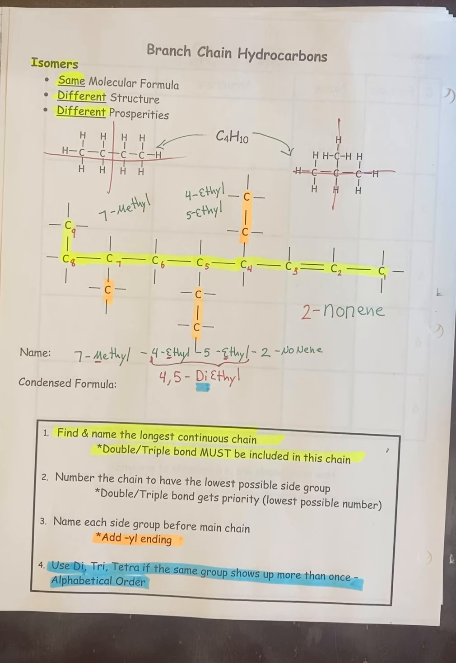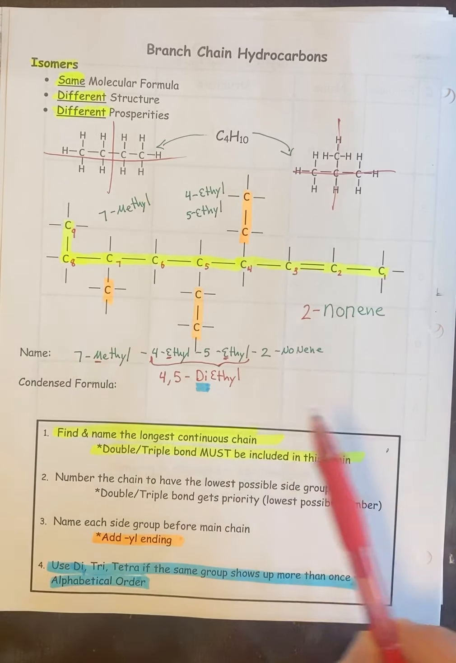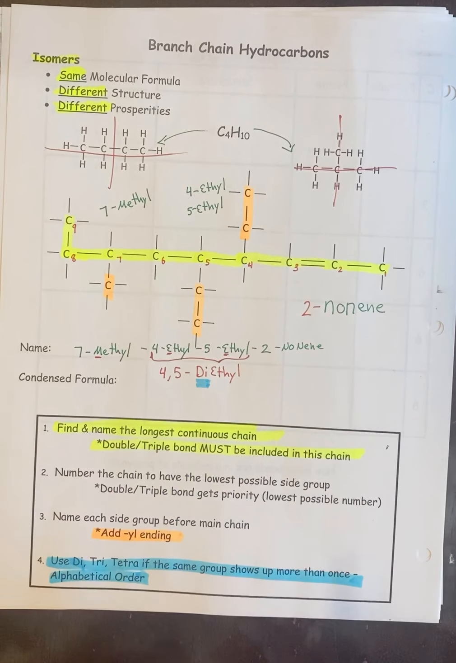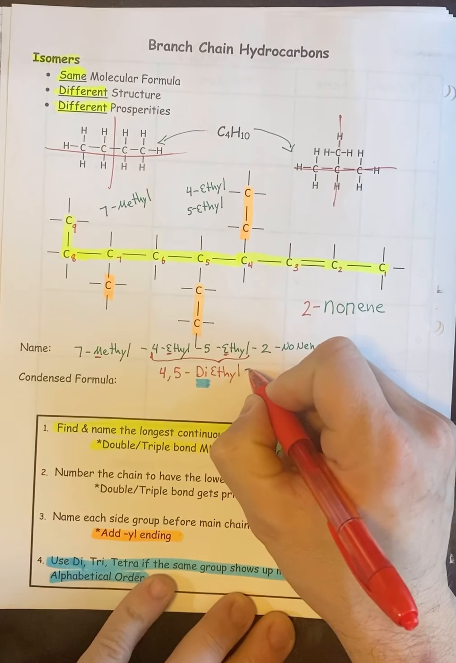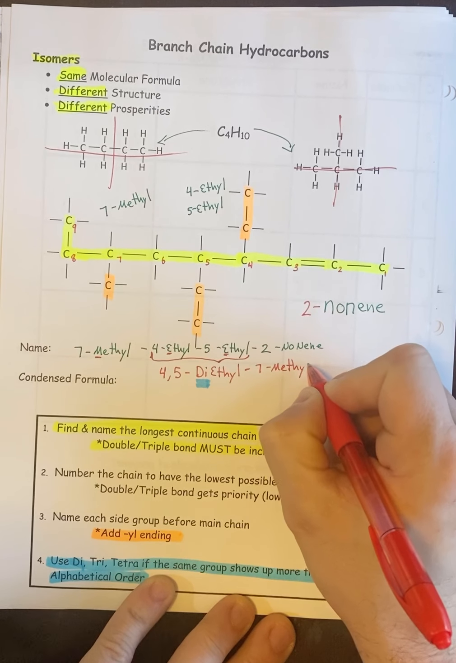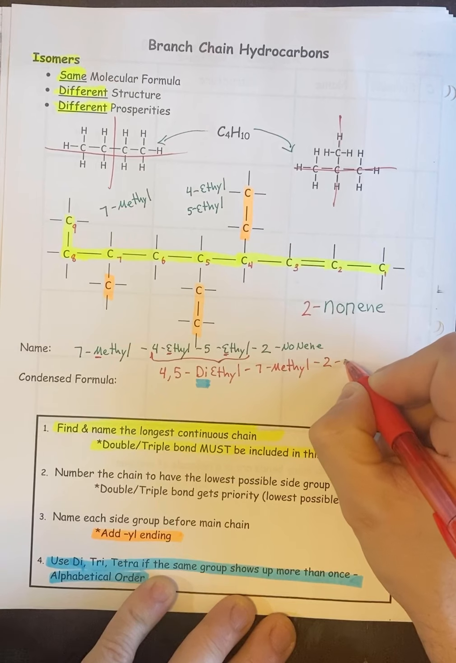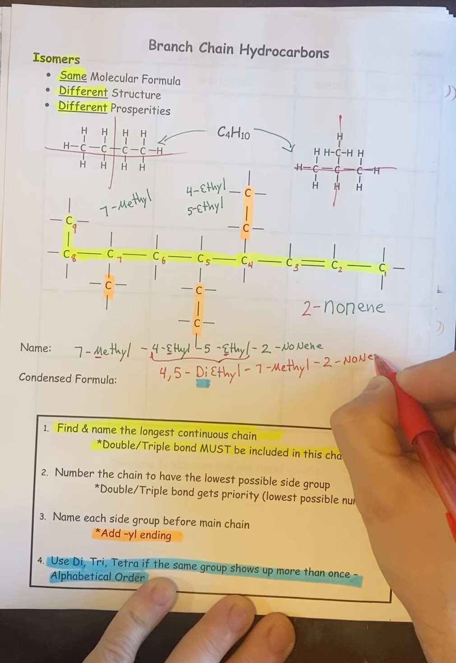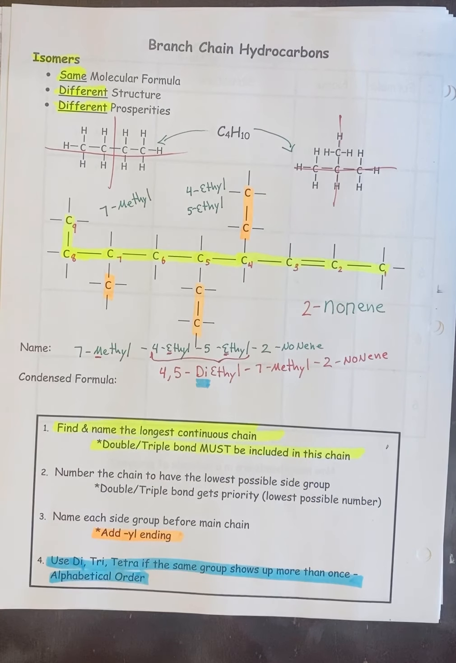Now, again, I know some people might be thinking, why bother to give it an extra name? The fact that there's 2 numbers means that you shouldn't need to tell me that there's 2 ethyls. The 2 numbers tells me that there's 2 ethyls. While I agree with you, that's just not how it's done. And so then that would be this part. And then the next part would be 7-methyl, 2-nonene. And that's the full name.